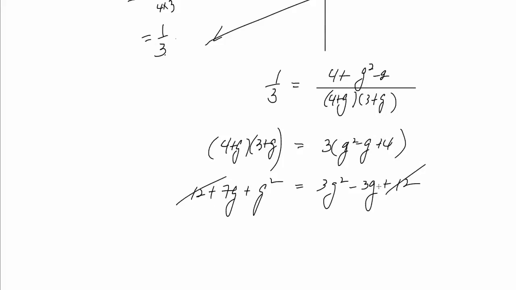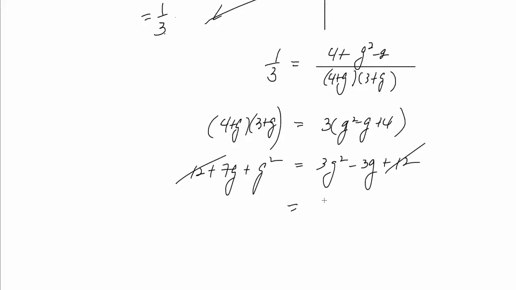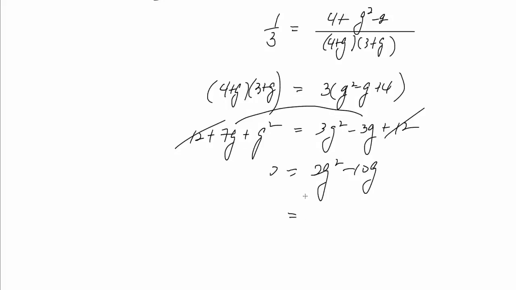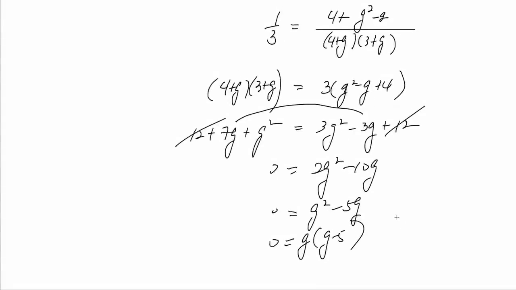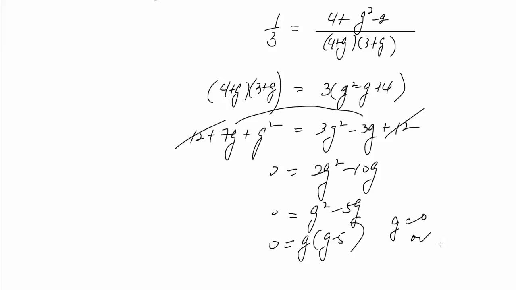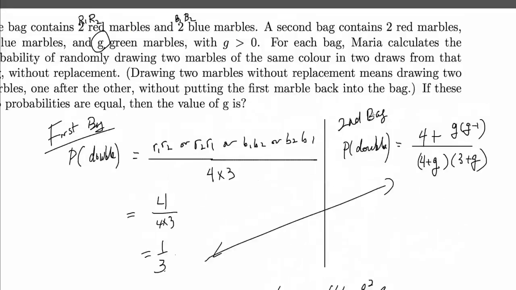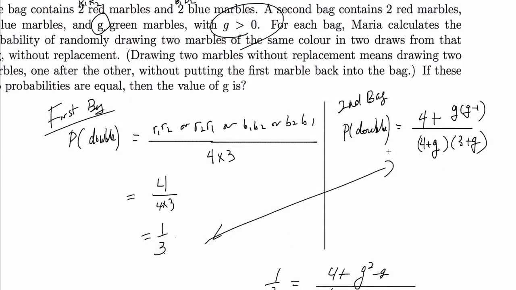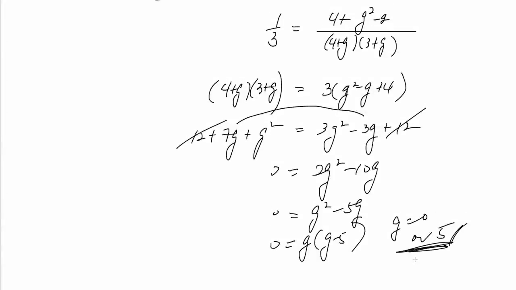The 12 cancels out. These two will collect to give you 2G squared. These two will collect to give you minus 10G here. You can divide both sides by 2 to get G squared minus 5G equals 0. Okay, and we get 2 answers. G is either equal to 0 or 5. They clearly said G has to be greater than 0, so the number of G has to be 5. So therefore, G is equal to 5. Or I should say, since G must be greater than 0, therefore G is equal to 5.